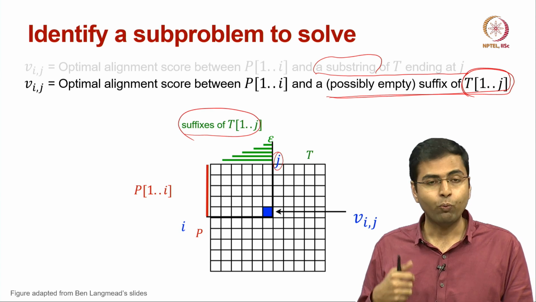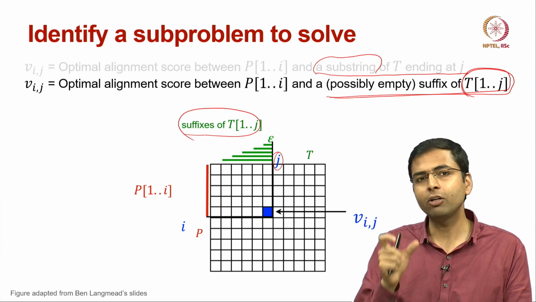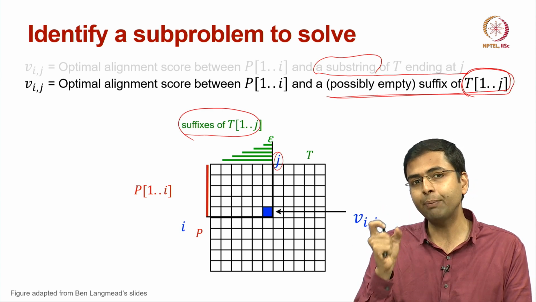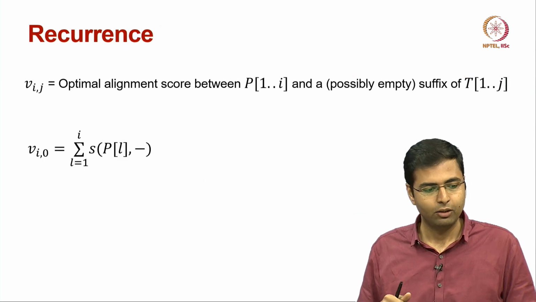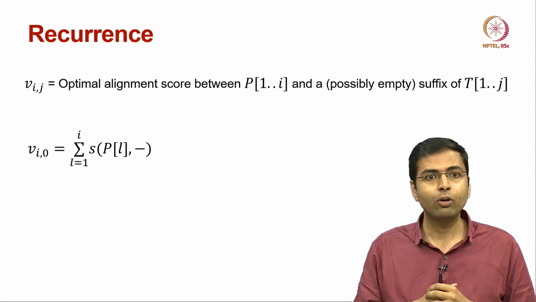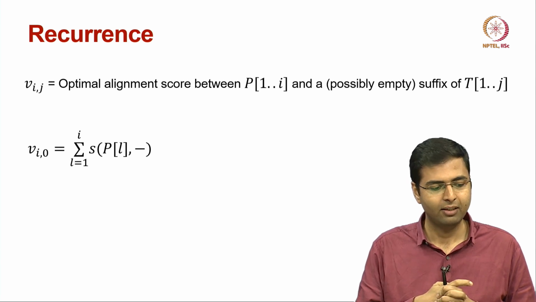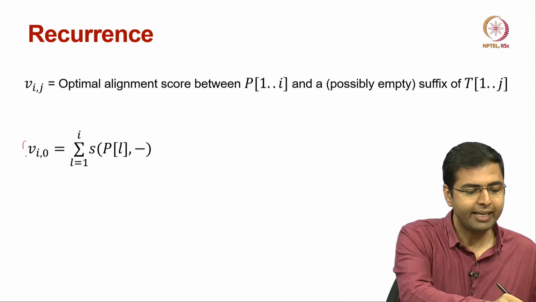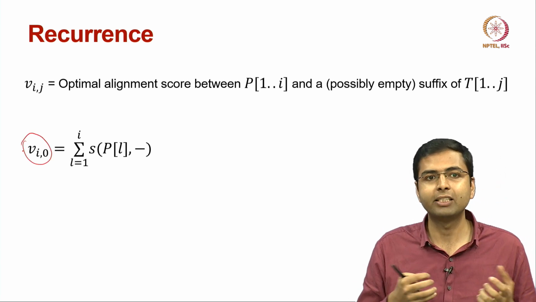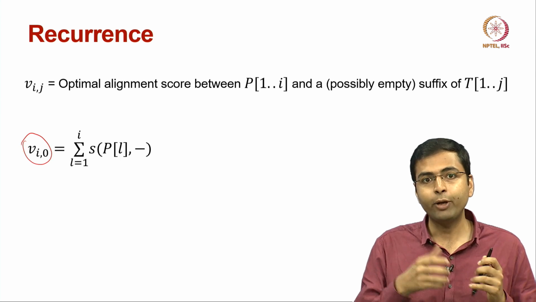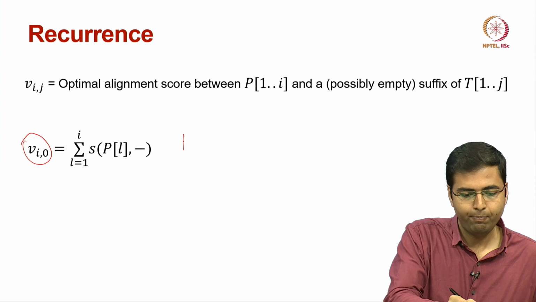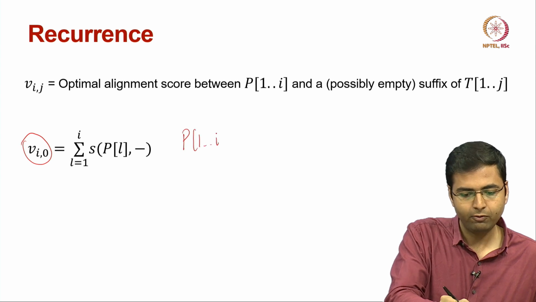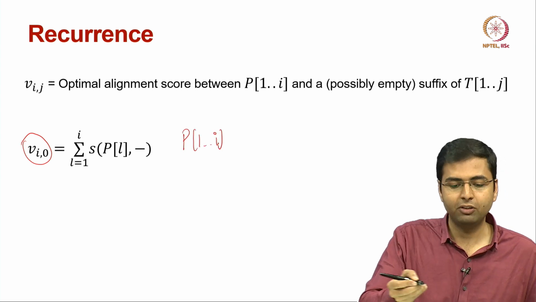Okay. Once we have this sub problem, the reason for using it is that it can be solved efficiently using recursion. For example, if we look at the base case, we can start with a simpler base case of Vi comma 0, that is, I am looking to align a prefix of pattern to an empty substring.